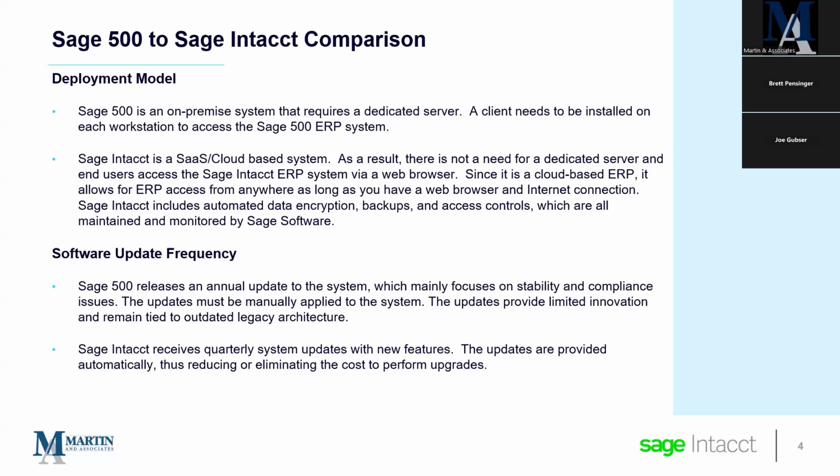Sage Intacct, on the other hand, receives quarterly updates to the system with new features in all of the updates. And a key point of this is all the updates are automatically applied to the system. So whoever the main contact is for your Sage Intacct would get a note saying that an update is scheduled for this particular day, and it's applied across all clients using Sage Intacct out there. You go home one day and you come in the next day and you're on a new version. So you have a reduction or elimination of your cost to perform your upgrades. That's a key difference between them.